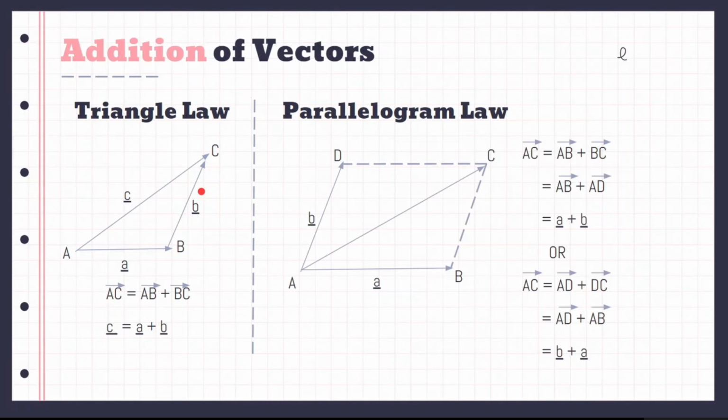Next is the parallelogram law. In order to find AC, we can see that AC can be expressed as AB plus BC. Note that BC and AD are parallel to each other and in the same direction, hence they are equal. So we can put it as AB plus AD, which is also equal to a plus b. Or we can express AC in terms of AD plus DC. We see that DC and AB are in the same direction and parallel to each other. Hence, we can write AD plus AB, which is also equal to b plus a.